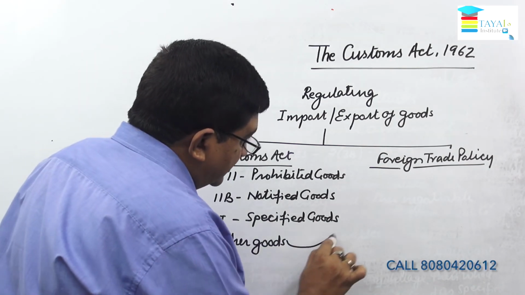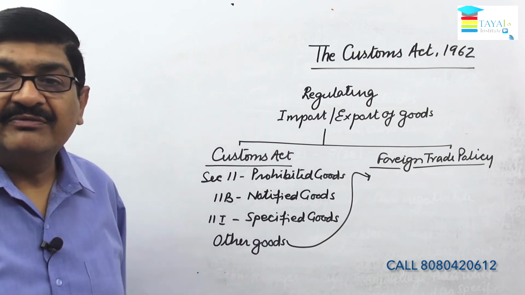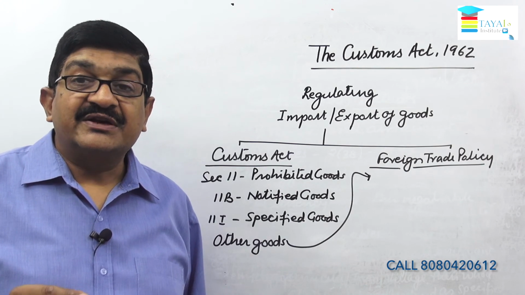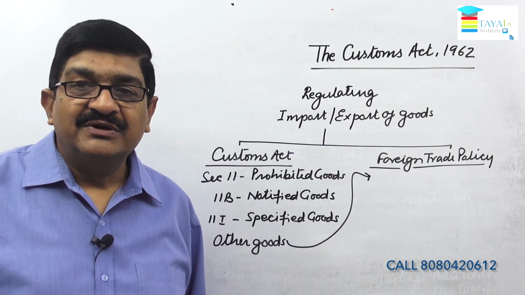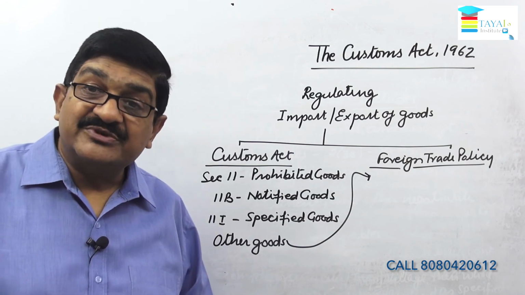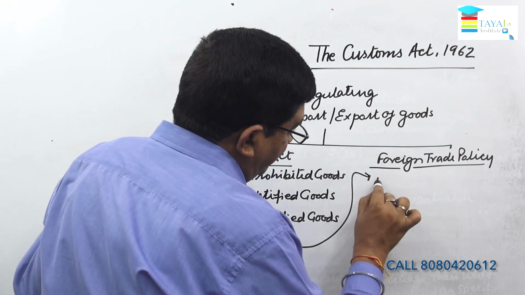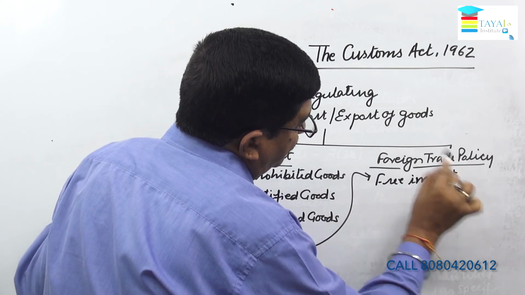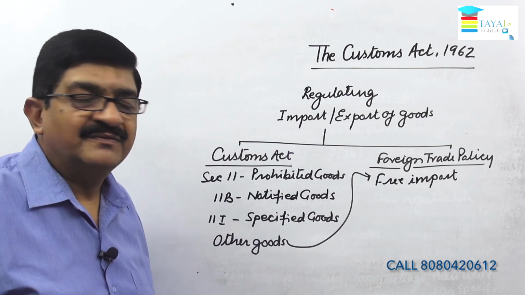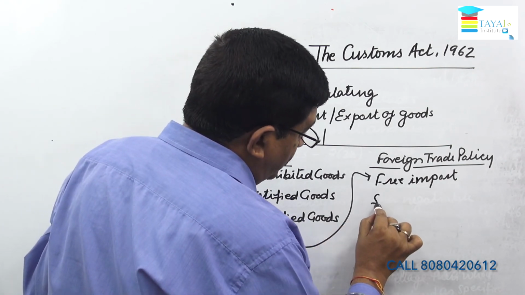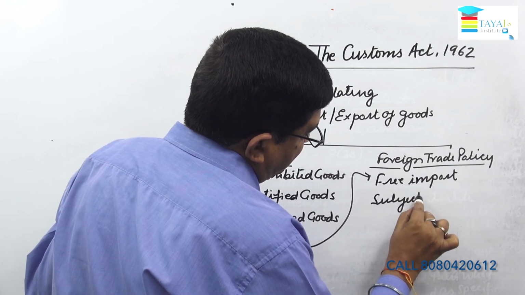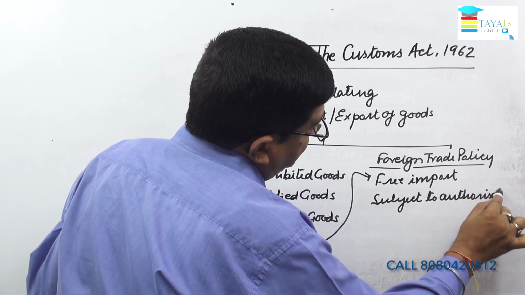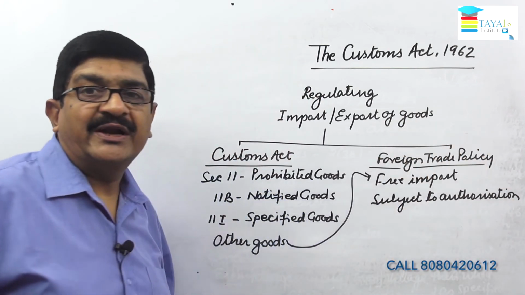But here we have the foreign trade policy. Okay. So, under the foreign trade policy, certain terms and conditions can be prescribed. Right. So, those may be subject to those terms and conditions. So, those may be free import. Free import means no restriction, no condition, no authorization required. Or those may be subject to authorization. Authorization means you can say license is required.